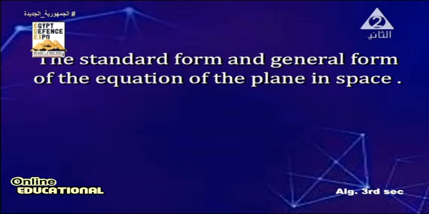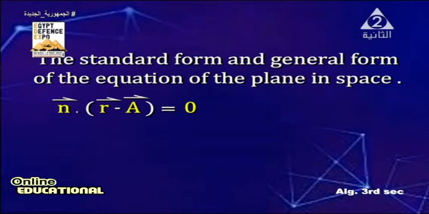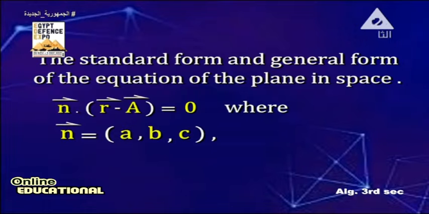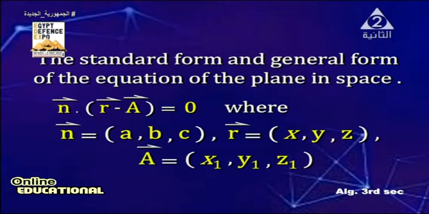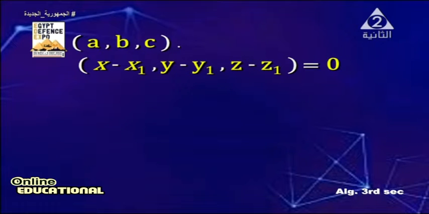Standard form and general form of the equation of the plane in space. What is the difference between standard form and general form of the equation of the plane? n dot (r minus a) equals 0. This is called standard. n is (a, b, c) but r is (x, y, z), and a vector is (x1, y1, z1). Therefore, we deduce the standard form: (a, b, c) dot (x minus x1, y minus y1, z minus z1) equals 0.